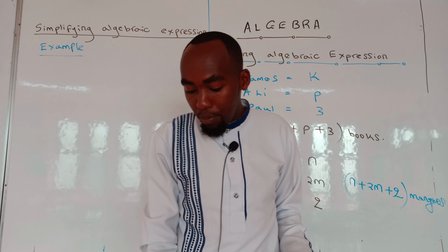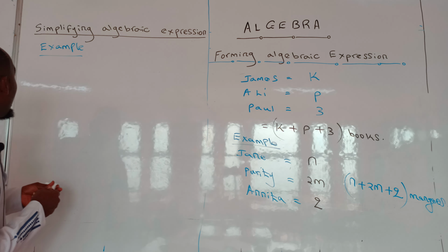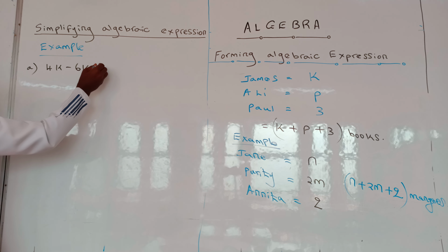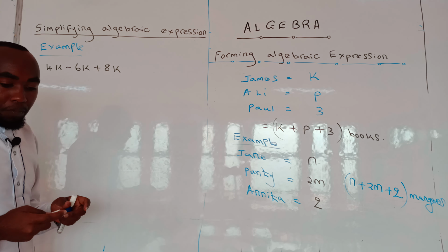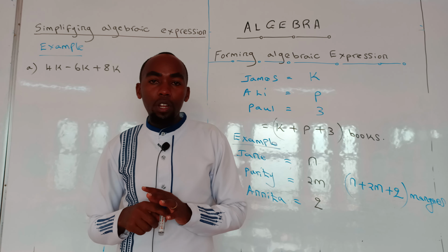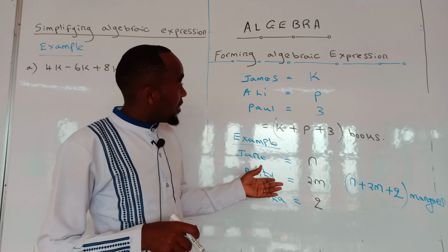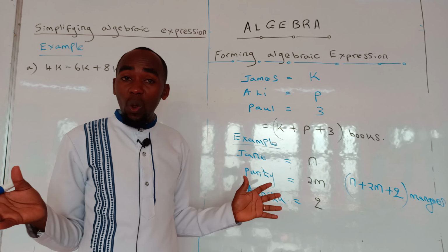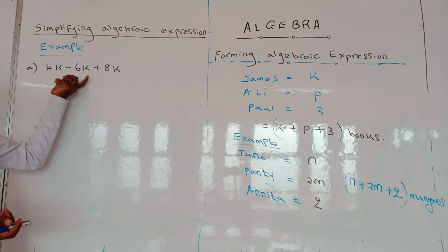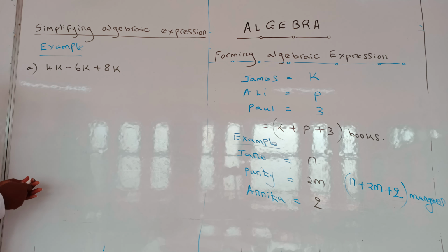solve some algebraic expressions. Maybe the first one, we are told simplify 4k minus 6k plus 8k. We have 4k minus 6k plus 8k. Now, it is good to note that when you're simplifying an algebraic expression, you need to check if there are any like terms. For instance here, k, p, and 3, no like terms. N, M, Q, no like terms. But when you look at such an example, all of them are like terms. Therefore, we can solve them.